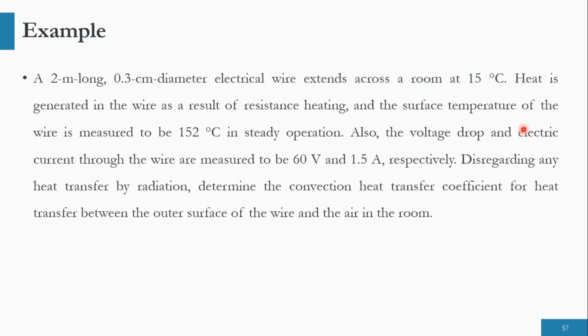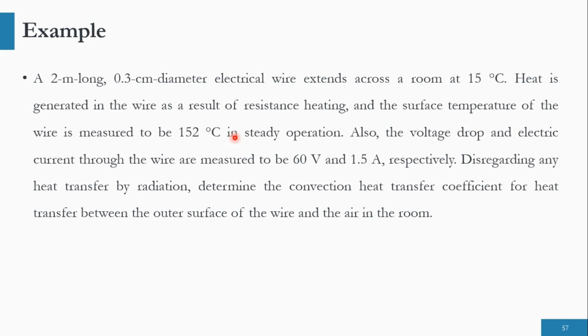So we will solve an example today, and the example statement is that a 2-meter long, 0.3 centimeter diameter dielectric wire extends across a room at 15 degrees centigrade. So we are given the dimensions of the wire, and we are given the information about the temperature of the room. Heat is generated in the wire as a result of resistance heating, and the surface temperature of the wire is measured to be 152 degrees centigrade in steady state operation.